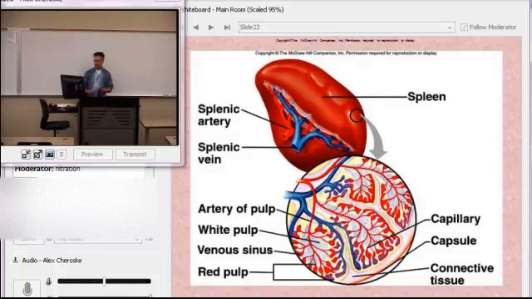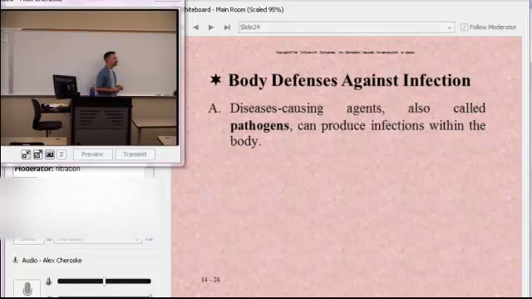So it tends to look a bit like this. You can see kind of the red pulp out here, and then the white pulp in the center. So again, like a lymph node, but it works to clean the blood itself. Since it has a defensive function like that, it counts as part of the immune system.